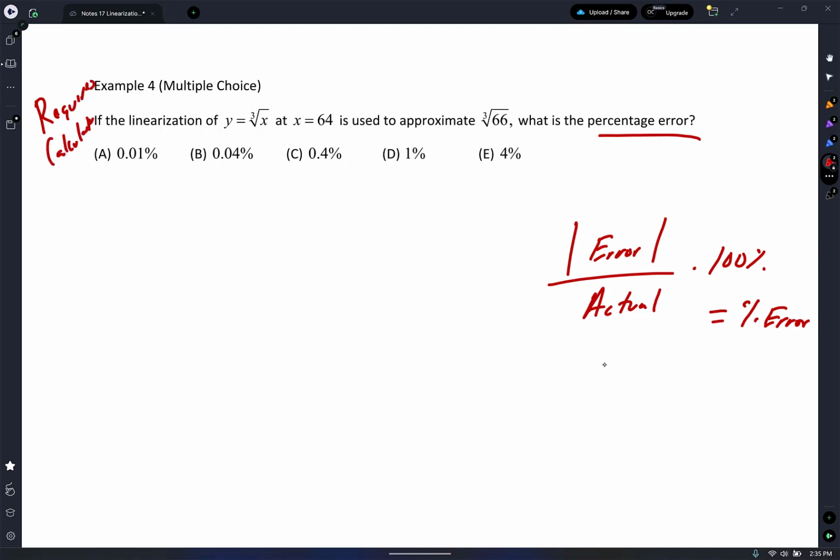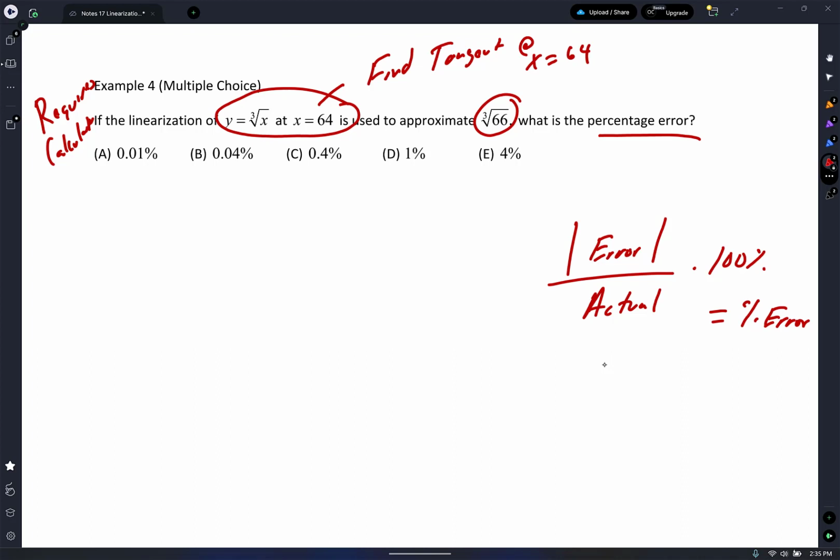So let's see. The linearization y equals cube root of x at x equals 64 is used to approximate the cube root of 66. So they're already telling you where they want the tangent line. I'm going to put here, find tangent at x equals 64. What is the percent error? Okay, ready?